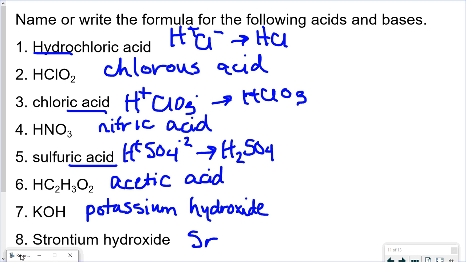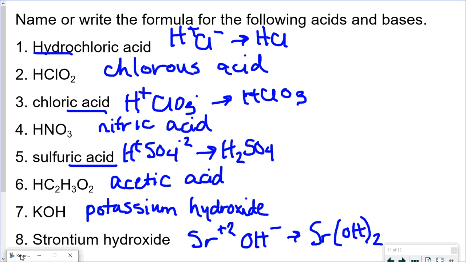And then for strontium hydroxide, strontium is Sr. Since it is in the second column of the periodic table, it has a +2 charge. Hydroxide is OH with a negative charge. So when we crisscross, we get Sr. Don't forget OH should go in parentheses, followed by a 2 on the outside. So Sr(OH)2.